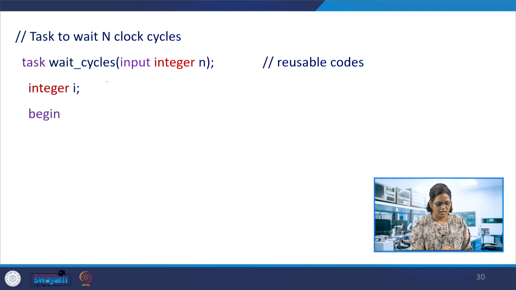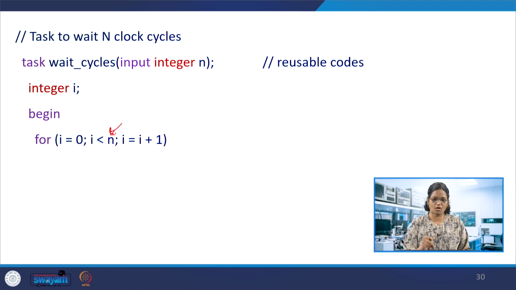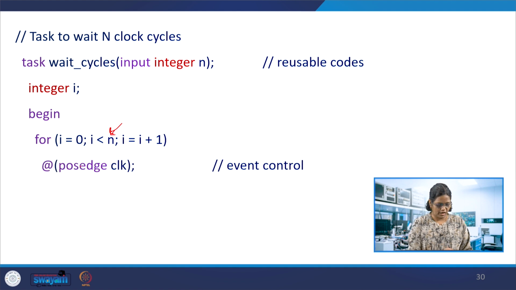Integer i; begin; for loop, i less than n, i equals i plus 1. So n is the integer that says how many clock cycles an operation should wait, at the passage of the clock. If n is 2, it would wait for 2 passages of the clock. This is an event control, if you recall, and then end task. This task is used in the test bench.